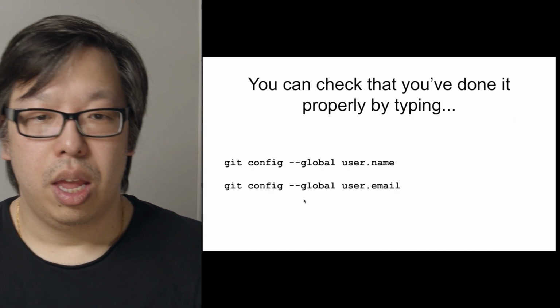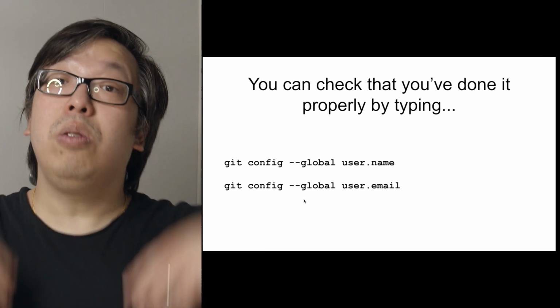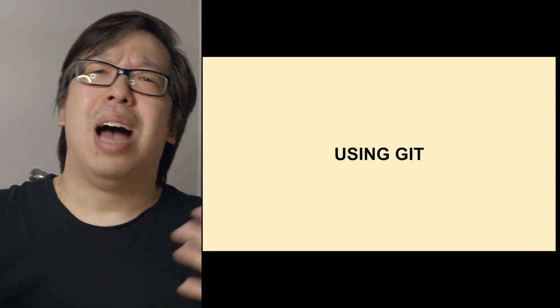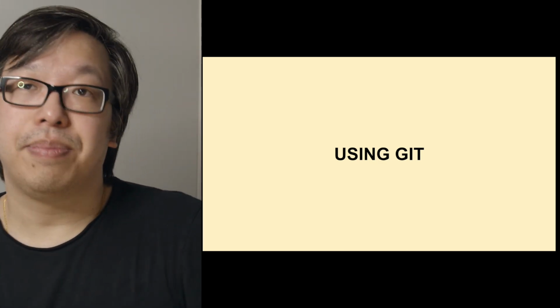Okay. So now you in general know what Git is, and now Git's been installed, and you've set up your configuration for your username and email. So we're basically ready to start using Git. You know what Git is, we're all set up. So how do we use Git on a day-to-day basis?